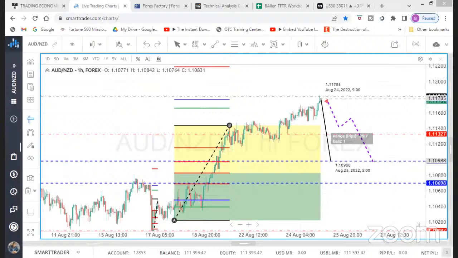All right, so clear? Okay, so just continue to be patient. Continue to be patient. The market will give you what you're looking for, but you got to know what you're looking for, right? Okay.